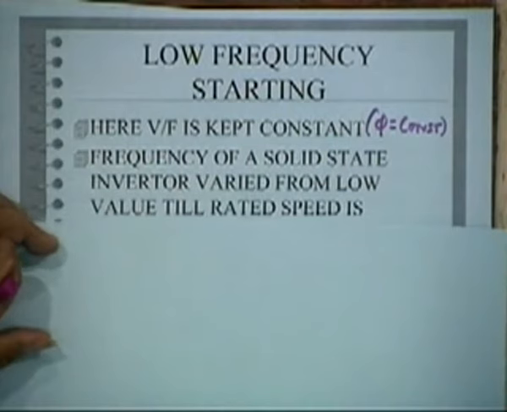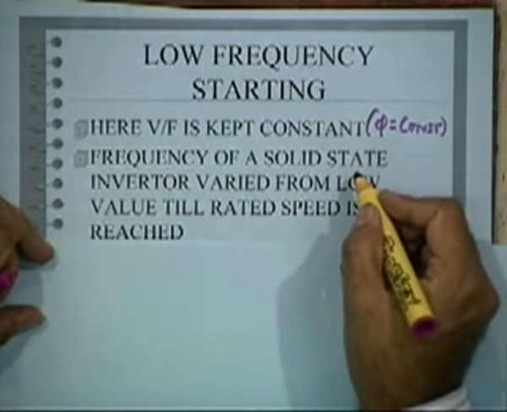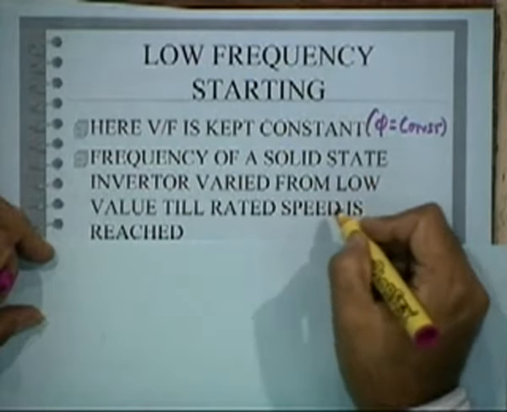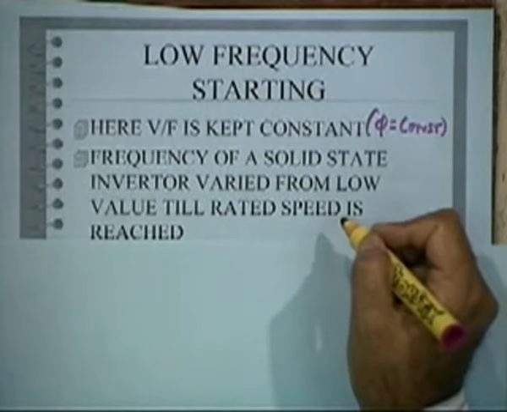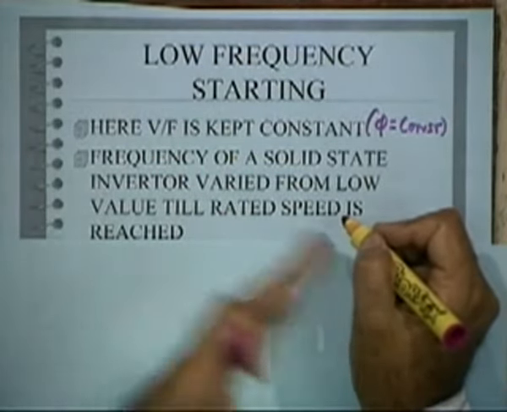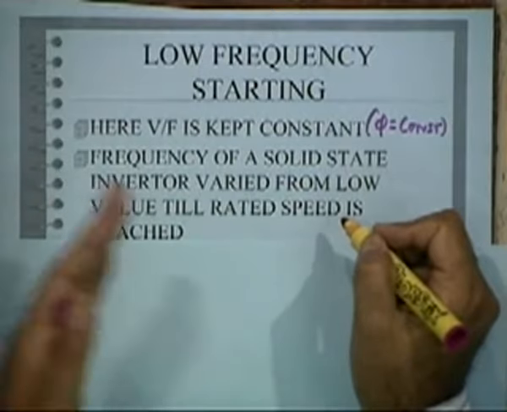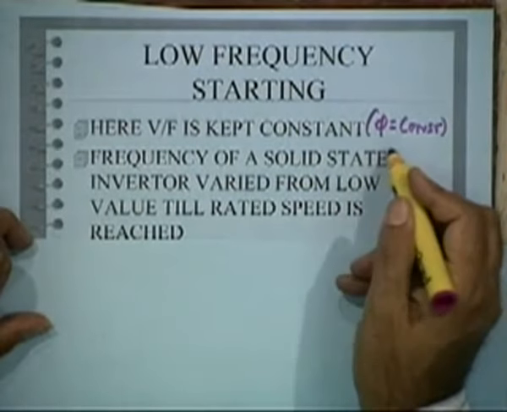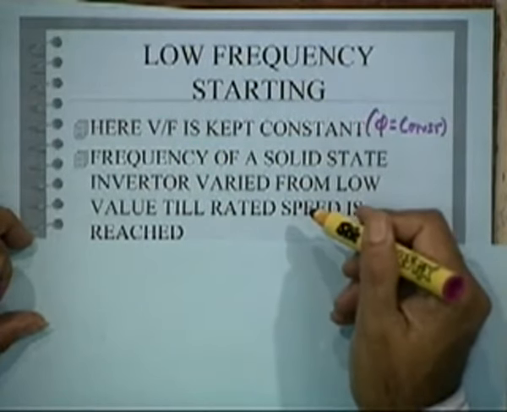Next, you use a solid state inverter, which is an electronic idea, whose frequency is varied from a low value until the rated value is reached. So you start from say 2 hertz, 3 hertz, 5 hertz, and go up to 50 hertz. Obviously your speed would change, because speed depends upon the frequency. From low frequency you go to the nominal frequency, and throughout you also change the voltage so that the flux is maintained constant. At low frequency the voltage is also reduced, so V by F is constant.